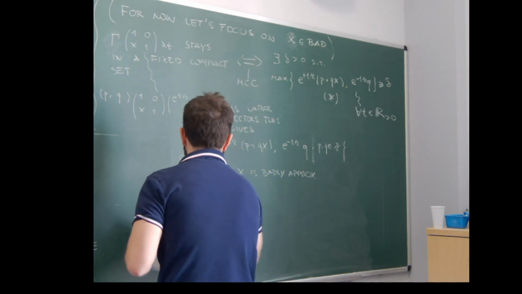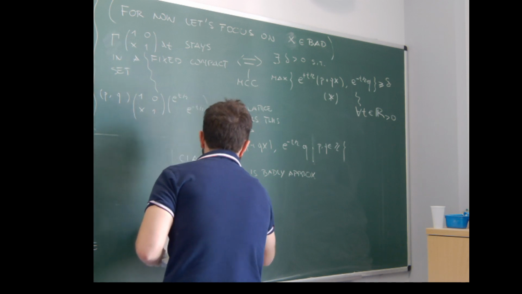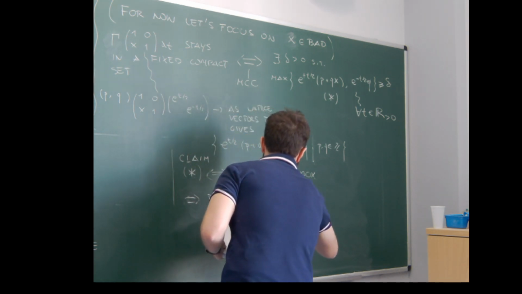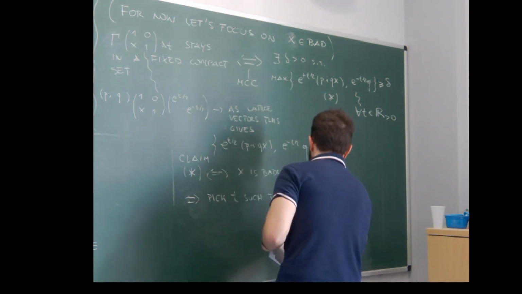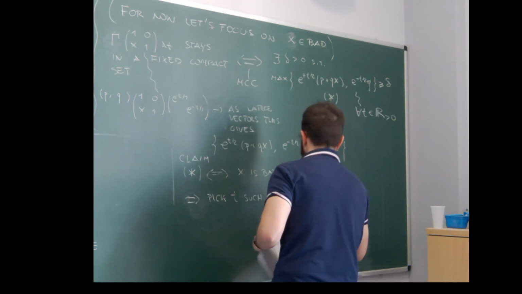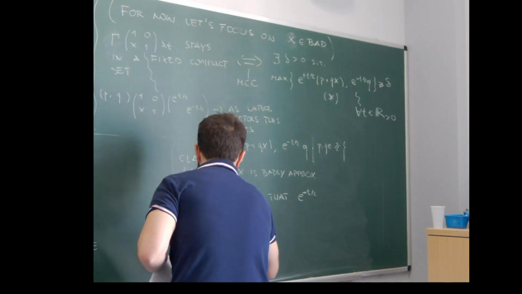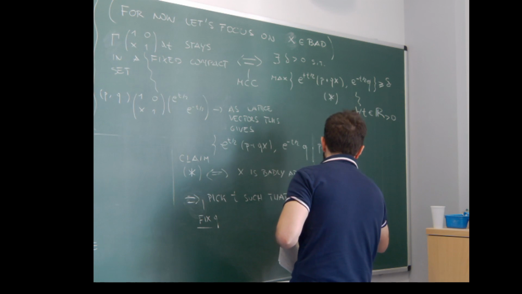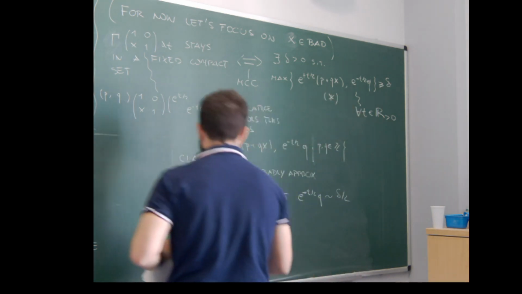Yes. So pick t, to do this direction. Pick t such that e to the minus t halves, so fix q, and pick t such that e to the minus t halves q is approximately delta halves, right?